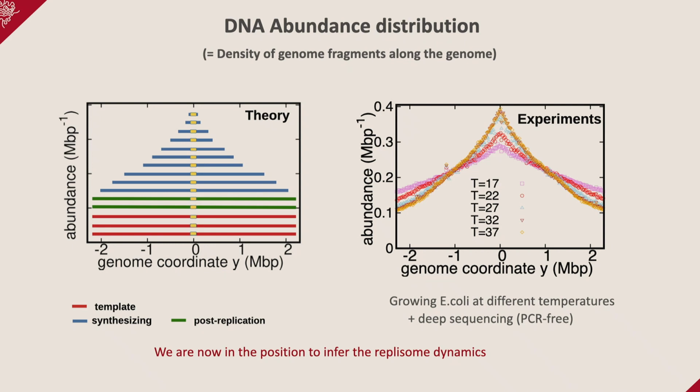So this is great because now we are in the position to do inference. So if I choose my Langevin equation, my theory gives us this curve. I can measure it in experiments, and so I can go back and find the best Langevin equation that describes the dynamics of replisomes in the best way. Clear so far?